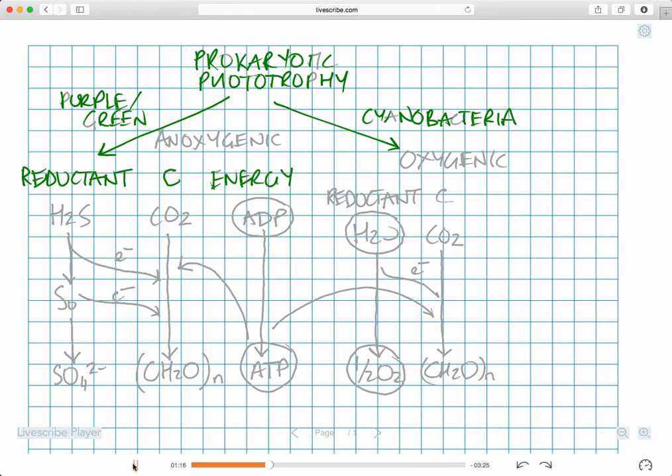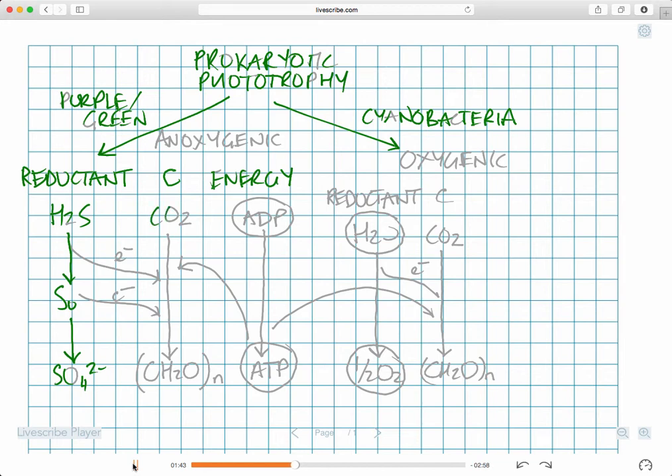Okay, so the reductant in the purple-green bacteria, at least in this example, is going to be a reduced sulfur-containing compound, something like hydrogen sulfide. And that can be oxidized to produce something like elemental sulfur. And other bacteria will use elemental sulfur and oxidize that to some kind of oxidized molecule like sulfate or a sulfide. So this is going to be our source of electrons. So we're going to get electrons from those oxidations.